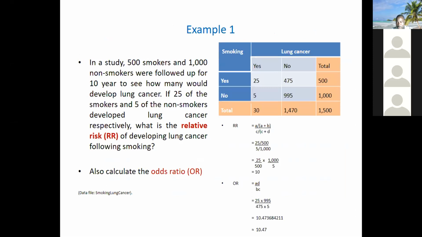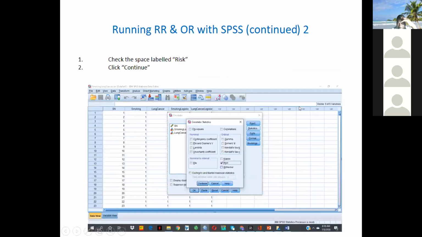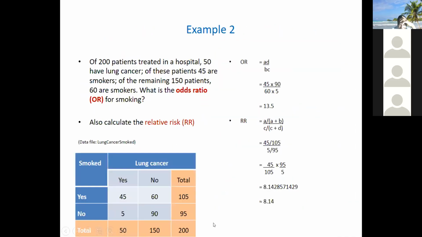Look at the table. Look at the people that have cancer, 30 out of 1,500. Look at the second one, the people that have cancer, 50 out of 200. Which one has the disease here? Where is the disease more common? Which of them? Where is the disease more common?